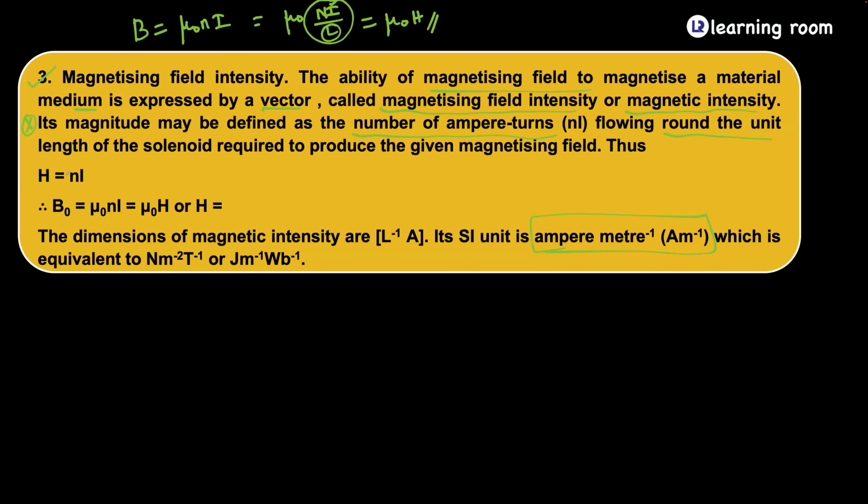Understand, H is what? The number of ampere turns per unit length. That is small n into I. That's what I wrote there. So B naught is equal to mu naught into n into I. What is this B naught? This is the magnetizing field. So mu naught into n into I. So n into I is going to be capital H, or capital H can also be written as B naught divided by mu naught. Make sense? And this is very, very important.